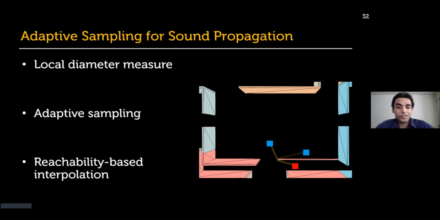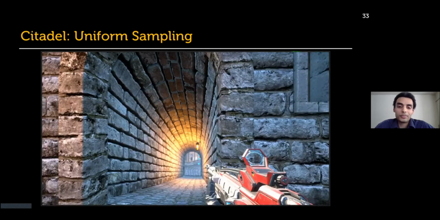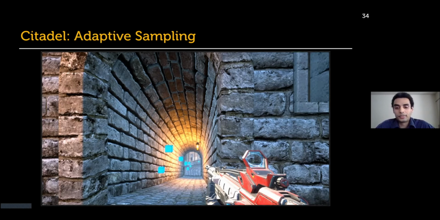Narrow tunnels and corridors are common in large game scenes, such as Citadel. And uniform sampling can miss such regions entirely, as shown here. Our technique adapts resolution locally to sample such regions.